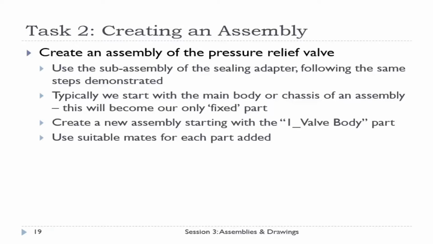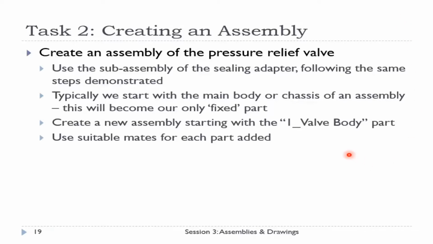After creating the sub-assembly of the ceiling adapter, now we are ready to create the complete assembly of the pressure relief valves. So we will just follow the same steps as we did in the ceiling adapter sub-assembly. Similarly, we will start with the main body of the assembly. So that part would be our fixed part. Then we will resolve that issue, make it floating, and mate the origin of the first part and the assembly. Then we will just add in more components or other sub-assemblies.